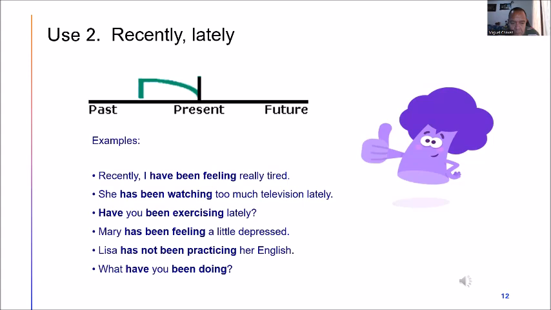You can also use the present perfect continuous without a duration, such as for 2 weeks. Without a duration, the tense has a more general meaning of lately. We often use the words lately or recently to emphasize this meaning. For instance, recently I have been feeling really tired. She has been watching too much television lately.